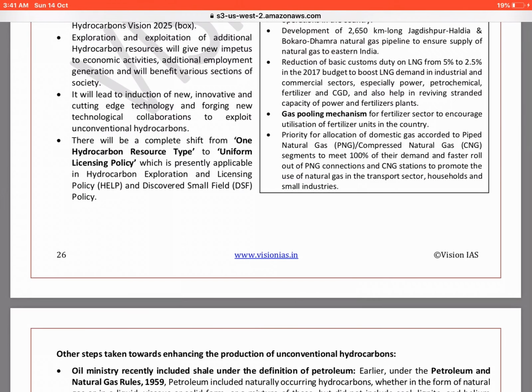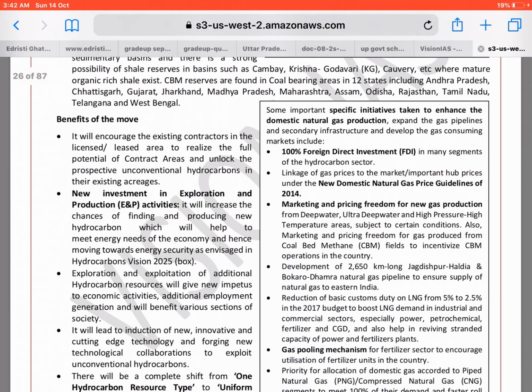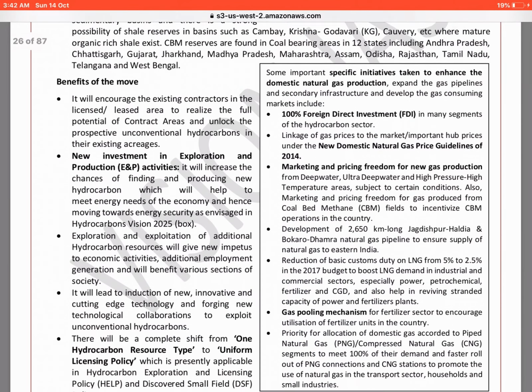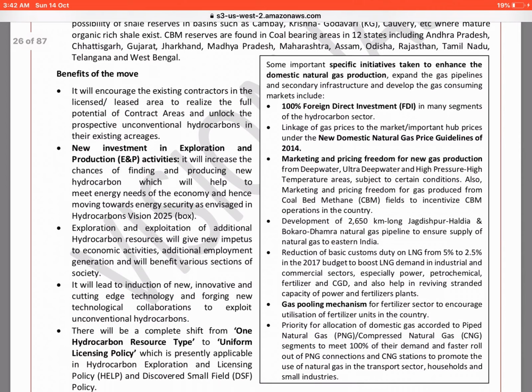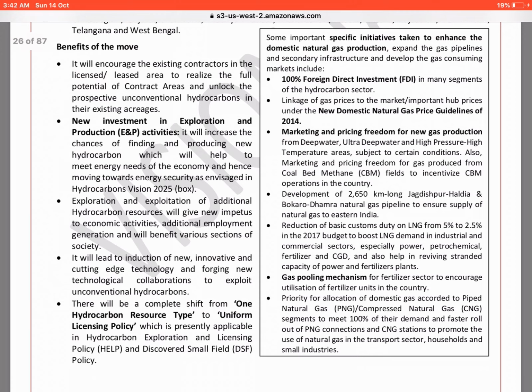Uniform licensing policy, I have already told you that in the field, whatever comes up, you can exploit everything in that field. So there are some important specific initiatives taken to enhance the domestic natural gas production, that is 100% FDI. So what is the meaning of FDI and what is FDI? I have explained it in a separate video where I have talked about FDI versus FII. So you can watch that and understand what is actually the meaning of FDI.